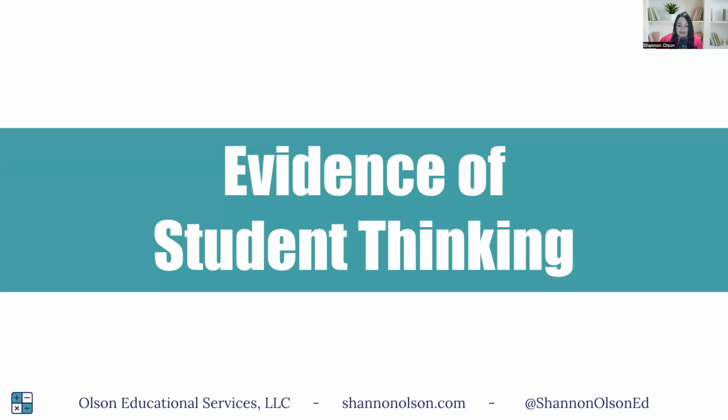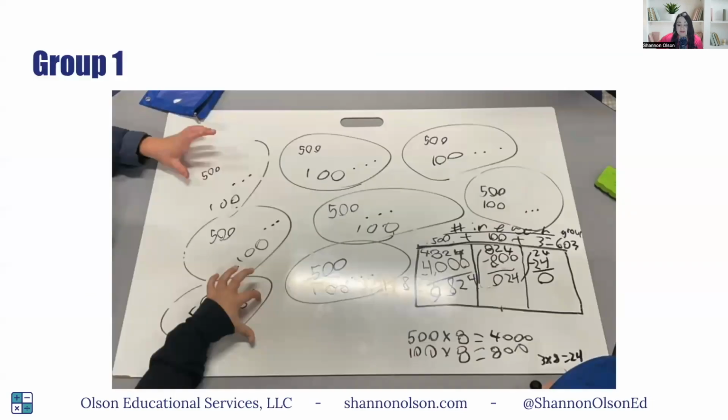Okay, let's go ahead and examine some student thinking of what students actually did with this task. This is group 1, so this is a picture of their work. You can see they've got some circles with numbers. They've got an attempt at an area model. Let's go ahead and watch a video of them working through this task.